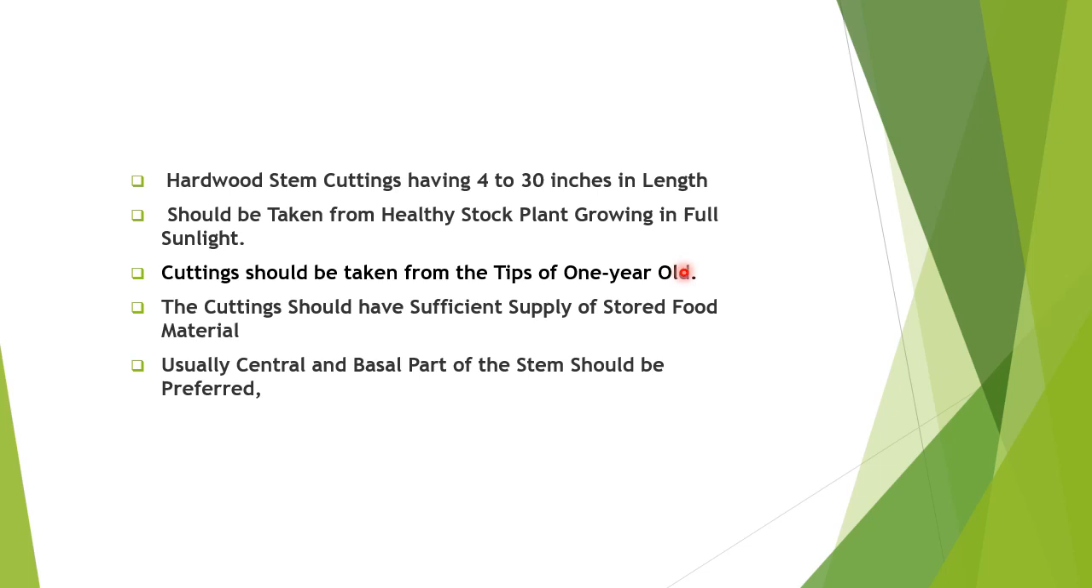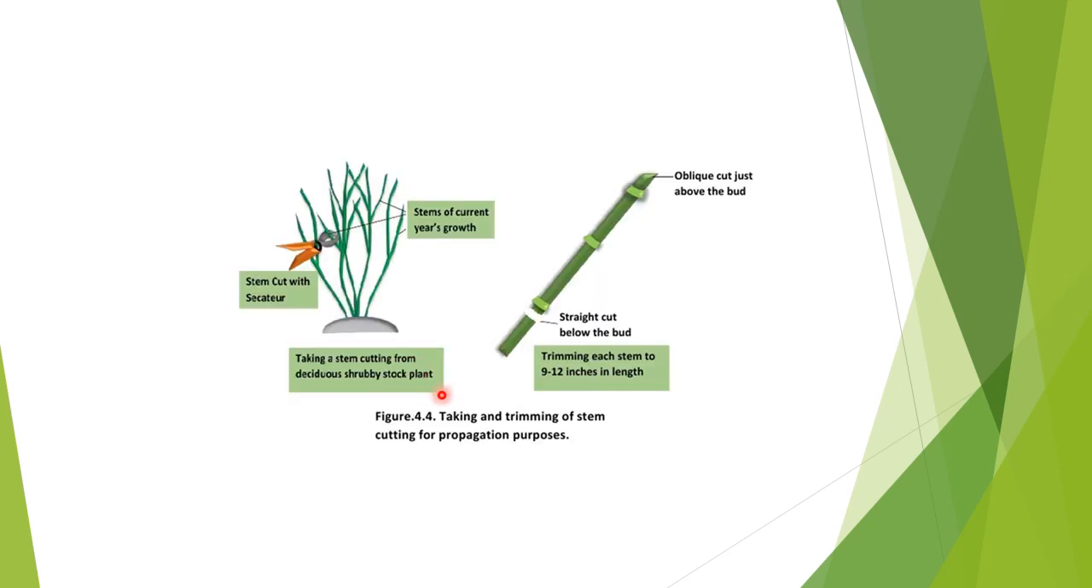So remember, you have to take the cuttings from the current year shoot, not from the old stem. The cutting should have a sufficient supply of stored food material. Usually the central and basal parts of the stem should be preferred. So for hardwood cuttings we prefer the central and the basal part, and the aerial part is discarded. How do you make the cuttings?